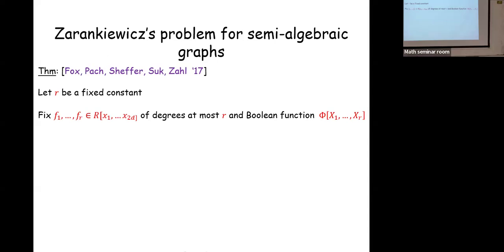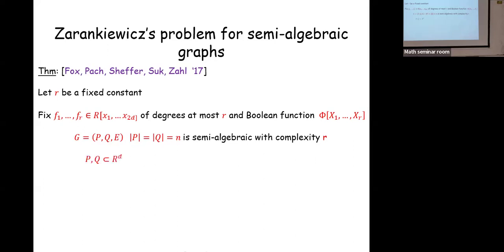The only thing in the exponent is going to depend on the dimension. So let me describe. We have r, think of r as being 1, because it doesn't matter. So we have a Boolean formula, with this polynomial of degree r. And now I say, what does it mean that a graph is semi-algebraic with complexity r? It means that in dimension d, it's all in dimension d. But this is going to be the only thing that is actually important.